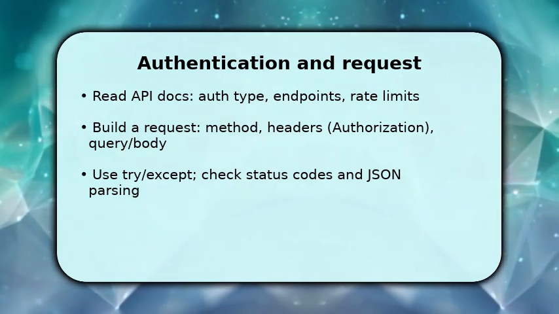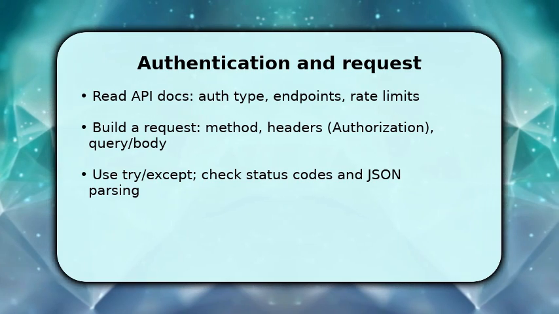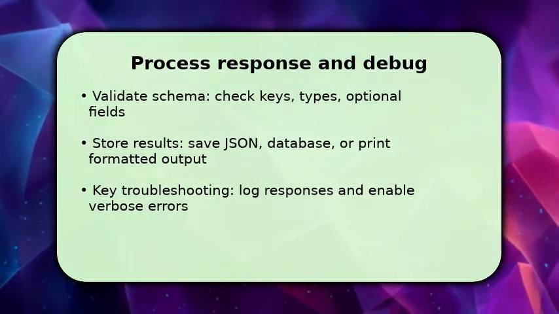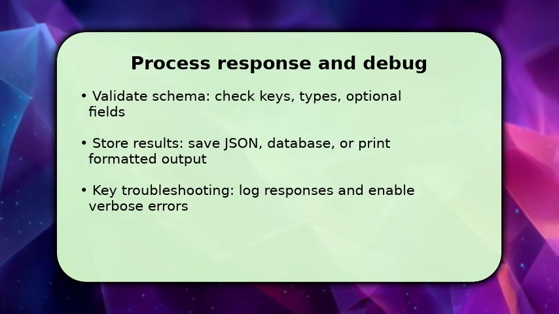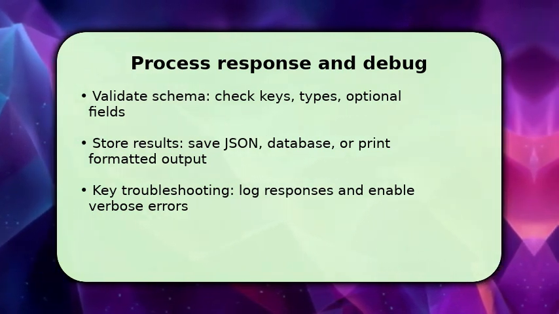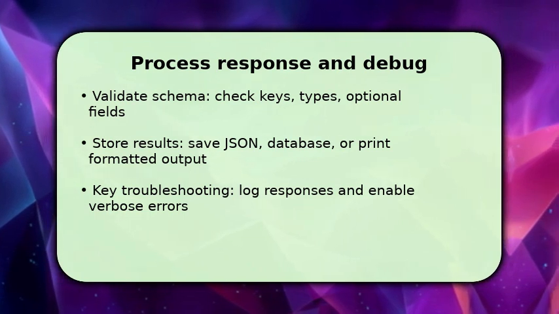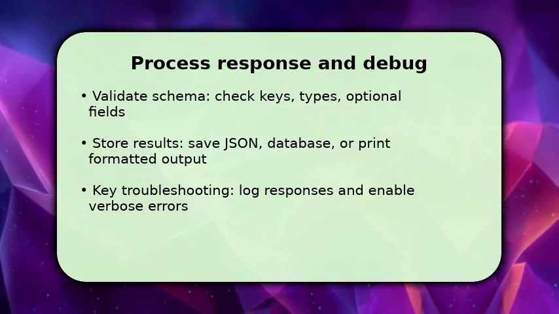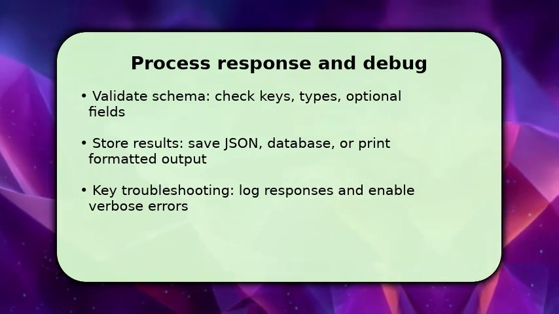You will finish by validating and consuming the response. Check that expected keys exist and that types match, then map the data into your application objects or save the JSON to a file or database. Once done, add clear logging around request and response payloads so you can reproduce issues. If something goes wrong, make sure to log status codes and raw body.